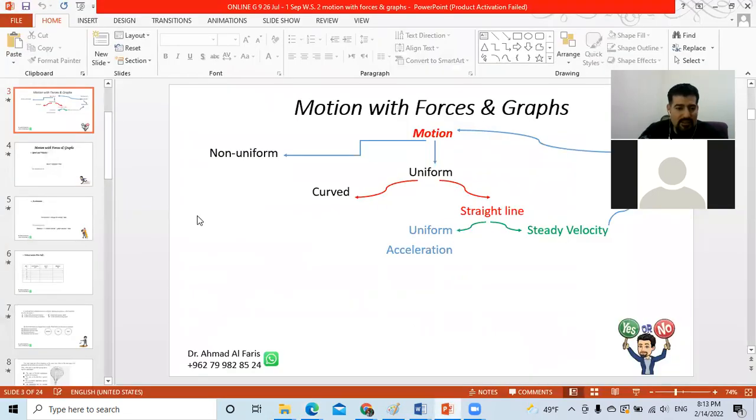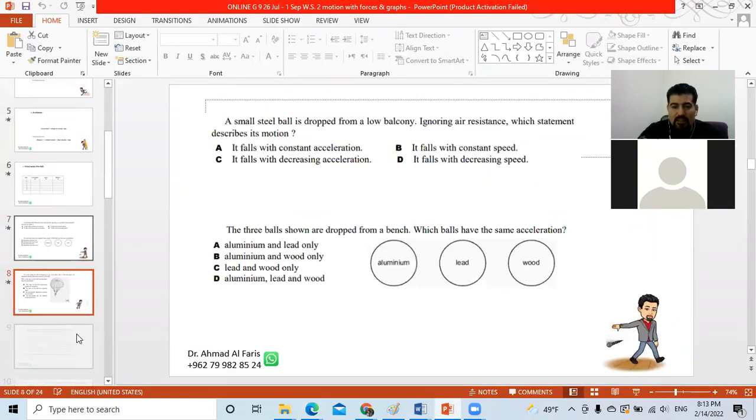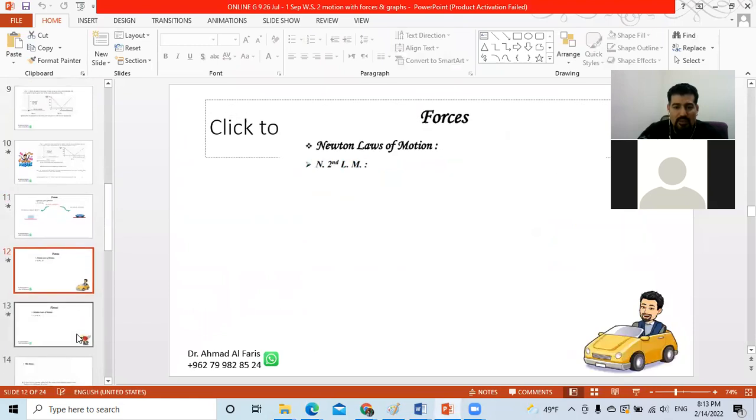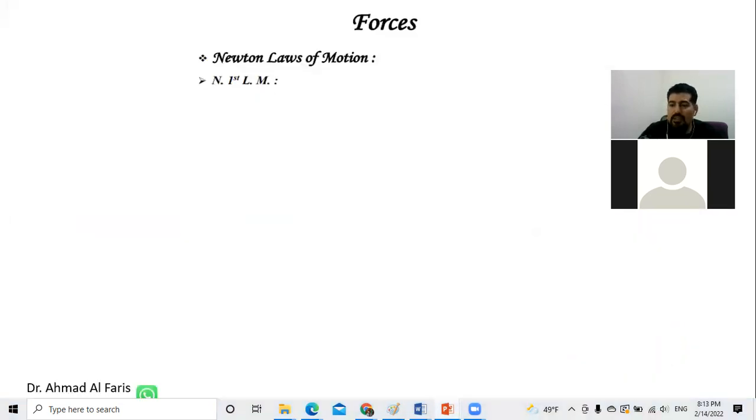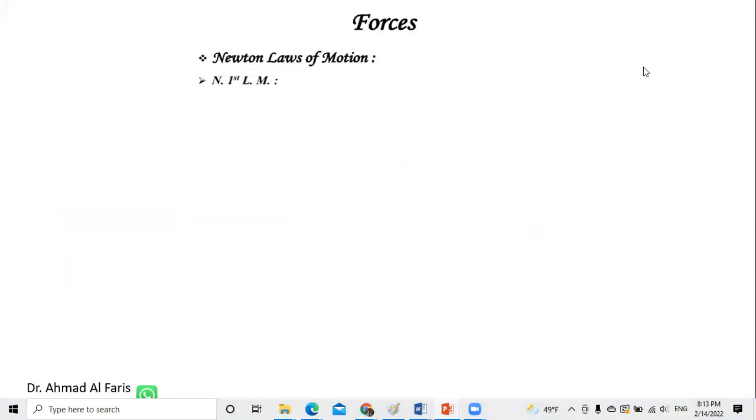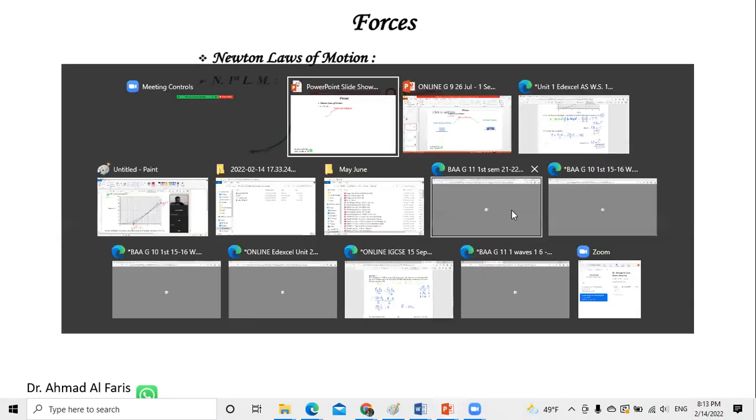Okay, so let's return back to Newton's laws of motion. This is Newton's first law of motion. Newton's first law of motion talks about what? Balanced objects. So when we talk about Newton's first law, we are talking about balanced objects. Law of inertia. Yes, law of inertia. Hold on, please.